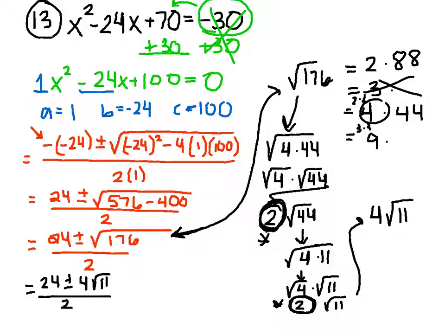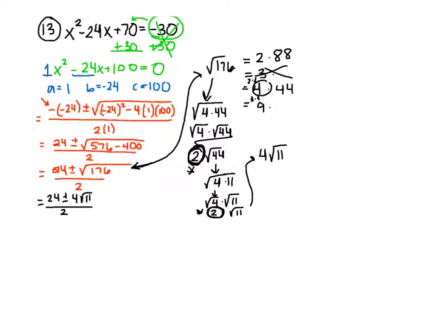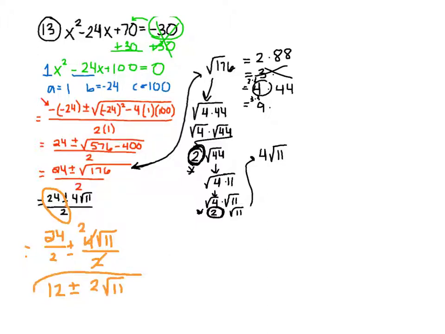And now we're going to split it up into 2 fractions. So 24 divided by 2 plus or minus 4 root 11 divided by 2. And now we're going to simplify. 24 divided by 2 is 12, plus or minus 4 divided by 2, you can cancel those out. We're left with 2 times the square root of 11. And these are our zeros for this problem.